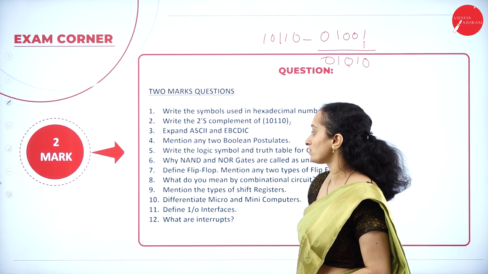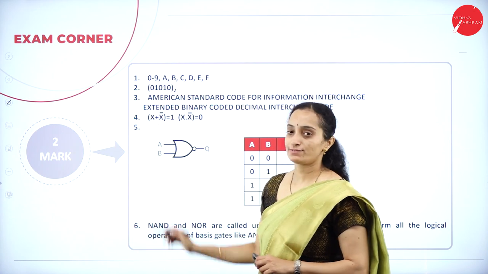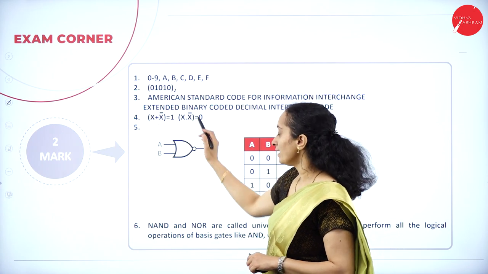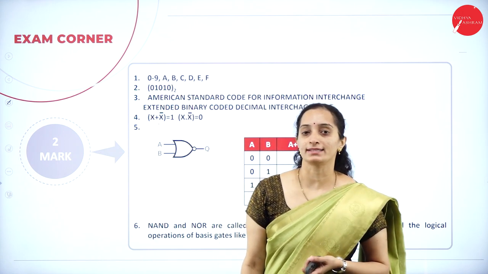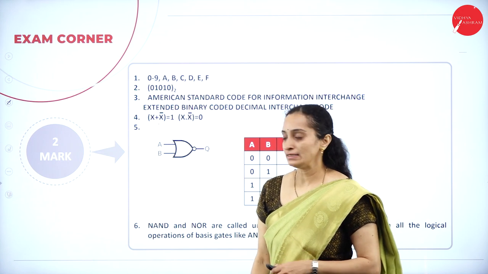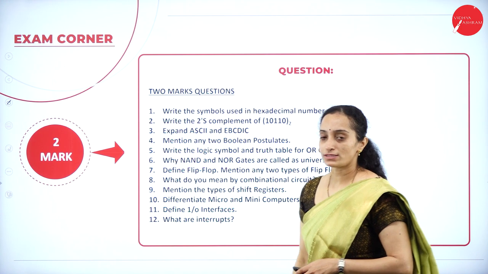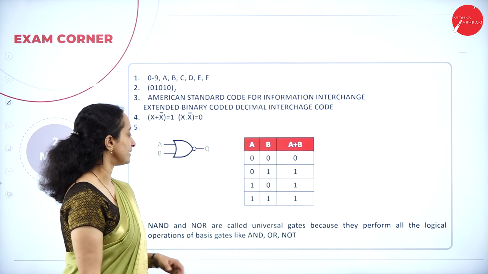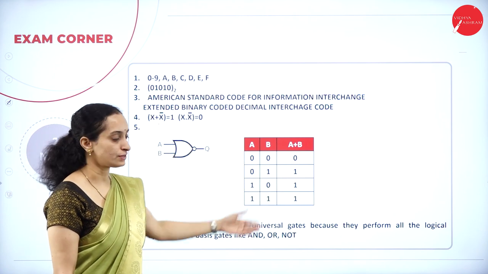So learn the postulates. So for the fourth question, you can have the postulates. I have given 2 postulates, x plus x dash equals 1 and x into x dash equals 0. You can mention any other postulate that I have given. Okay. The fifth question is, write the logical symbol and truth table for OR gate. So this is the logical symbol and this is the truth table.